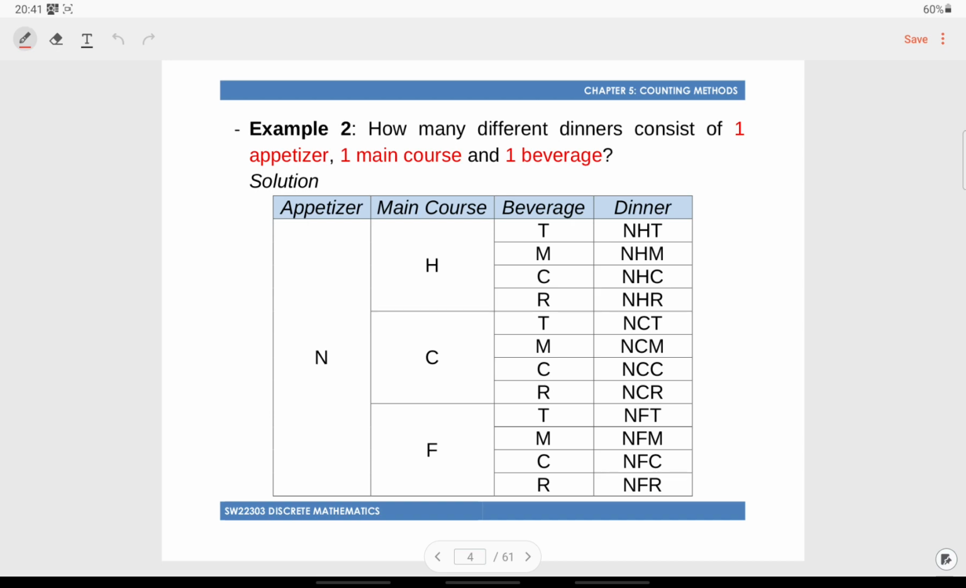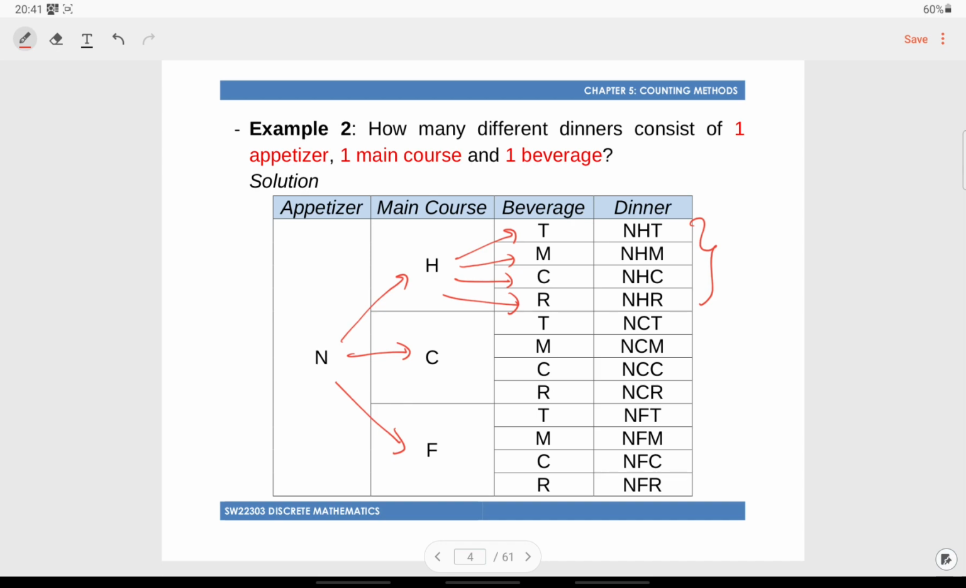So we start with the appetizer. For the appetizer we can pair N with all these different rows. We combine N with H, and H can be combined with another four different rows. Finally we combine all these three and come out with the following combinations. We have NHT, NHM, NHC, and NHR, where each of these combinations contains one appetizer, one main course, and one beverage.